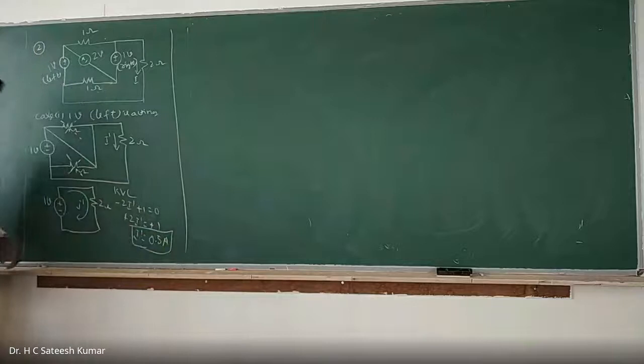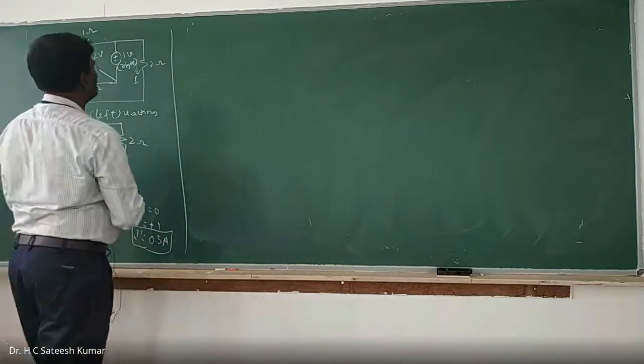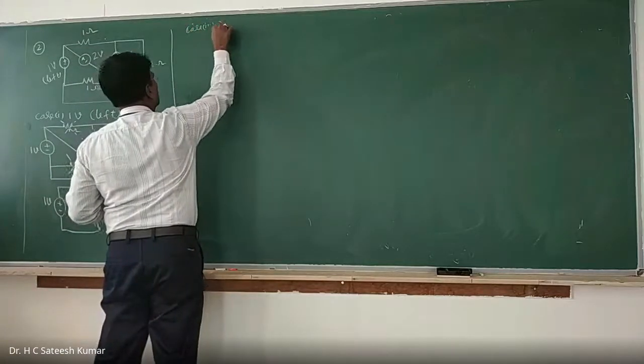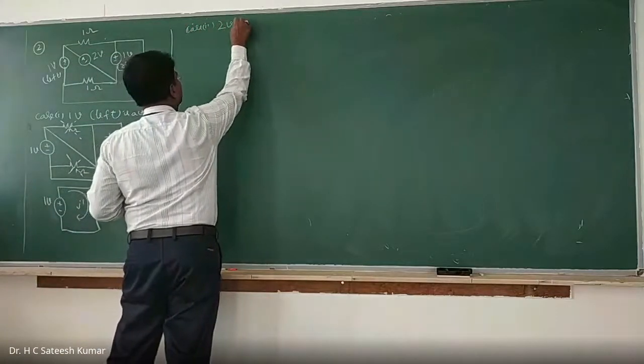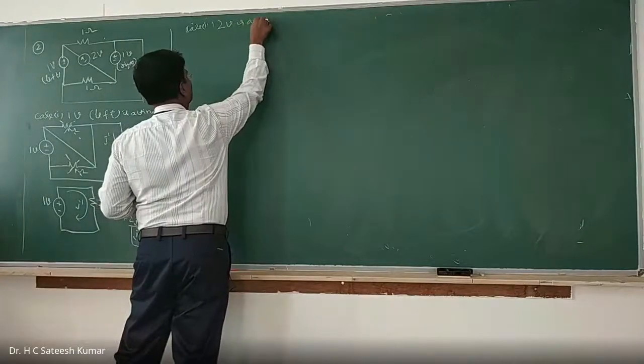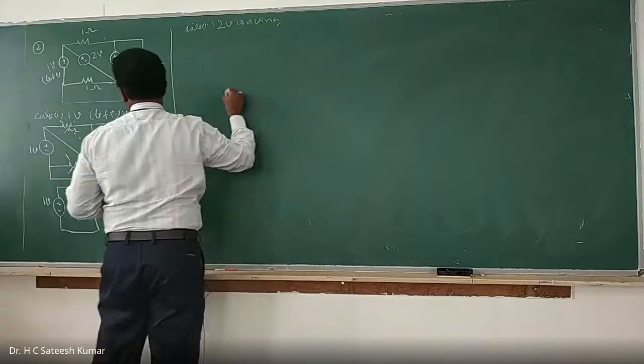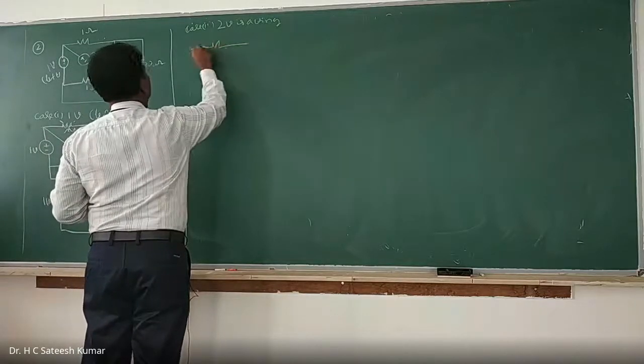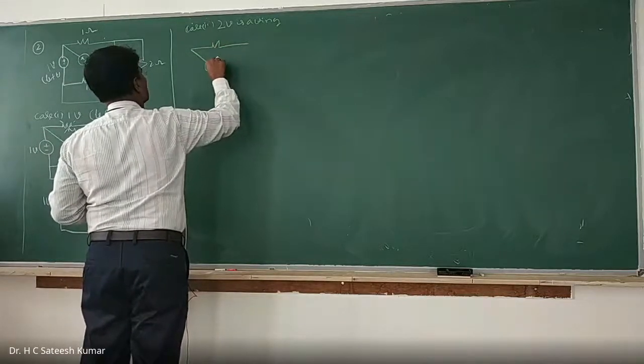Okay. Now, go for the second one. What is that? 2 volts is active. Case 2. 2 volt source is active. 2 volt source is acting is what? This is the resistor. Here we have one 2 volt source.